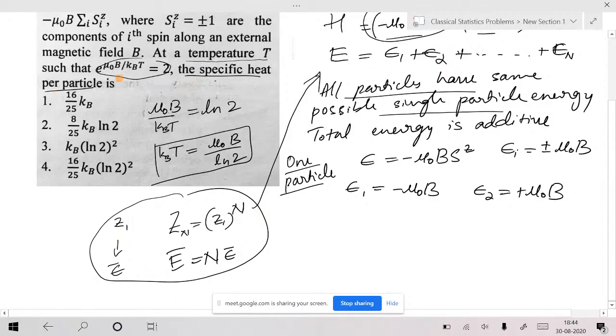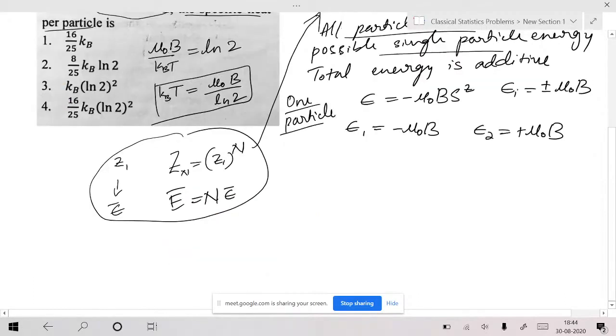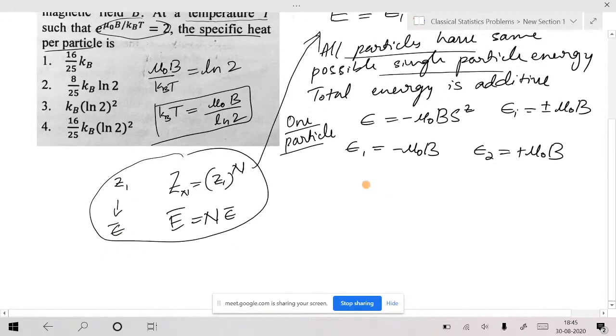But anyway, he's asking specific heat for one particle, specific heat per particle, not specific heat for n particles here. Now I can find specific heat per particle here, CV per particle. I can write specific heat for n particles as n into CV. So those are all related like this. Now look at here, it's quite easy. Can you find the partition function?